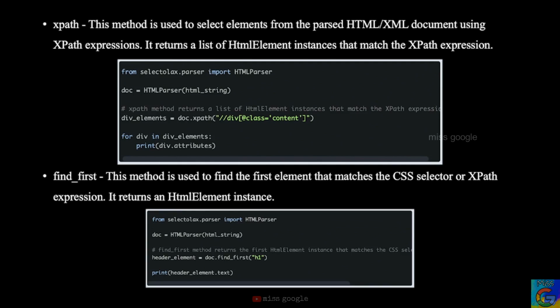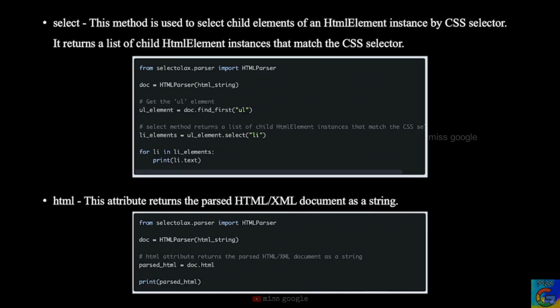The next is the find first method, which is another commonly used method in Selectolax, and this method allows users to find the first element that matches a CSS selector or XPath expression and returns again an HTML element instance. And again, we do have examples. So the next is the select method, which allows users to select child elements of an HTML instance, returning a list of child HTML instances that match the CSS selector.